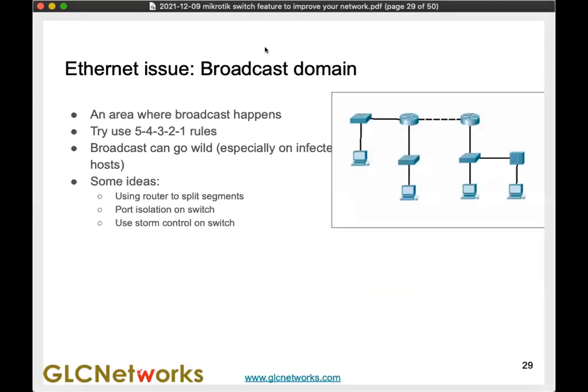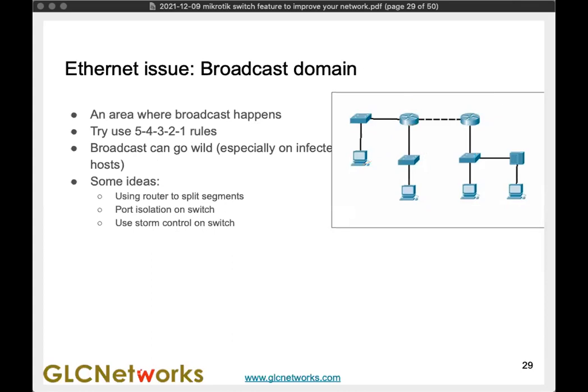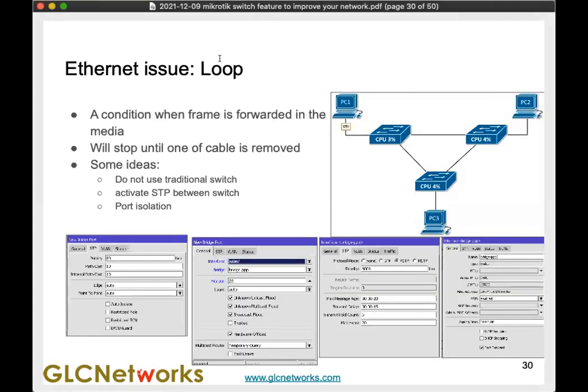Next is about broadcast. This is the area where the broadcast happens. For this one, we can split the broadcast domain with layer 3. We can split it with a router so that we have a broadcast domain over here, over here, over here, and over here. So we have four broadcast domains. So that was the broadcast.